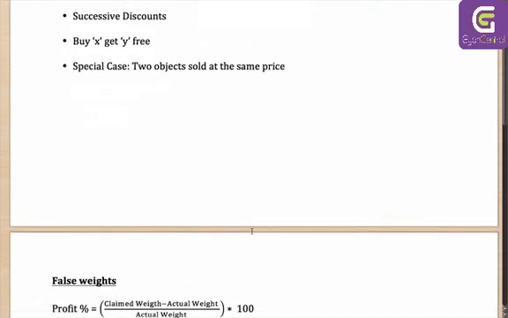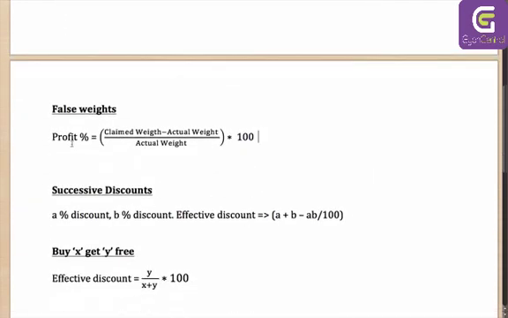So, let us start. To begin with, the first case of false weights. In this case, the merchant makes a profit because he claims to give the customer more than he is actually giving. An example would be, if he uses false weight and gives you 960 grams instead of 1 kilo, then he will make a profit. What will be his profit? Whatever weight he is claiming, 1 kilo in this case, minus the actual weight that he is giving you, 960 grams, divided by the actual weight that he is giving you, 960 grams, into 100. Whatever that comes out as is going to be the profit made in case he is cheating by using false weights.